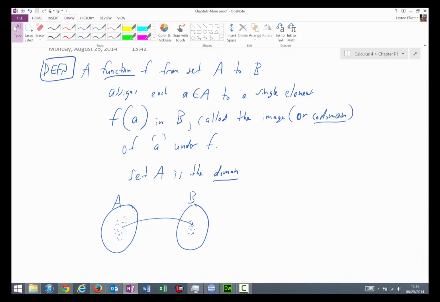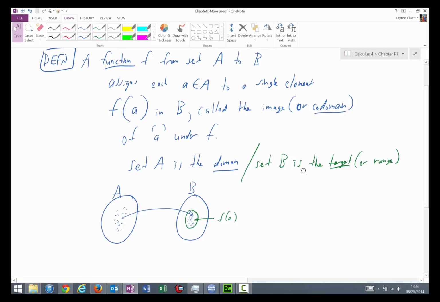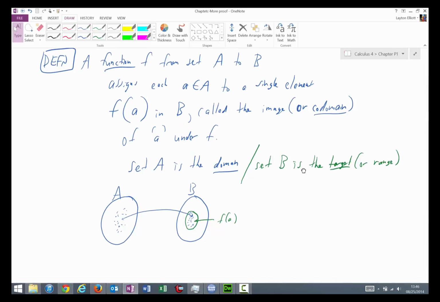Now, set B is not the same as the image. This little subset of B represents all the possible f of a's. But set B is a larger set, and we call set B the target. And that is what classically is now known as the range. Since we expanded the definition of sets, we can have a larger range than we're actually using.